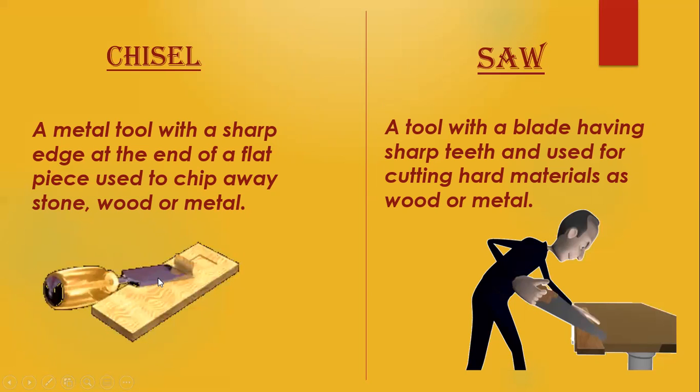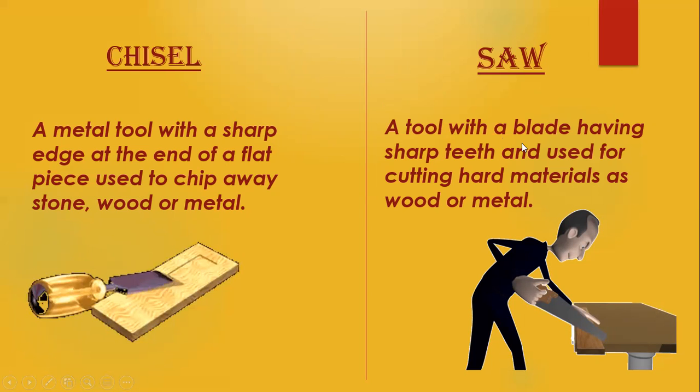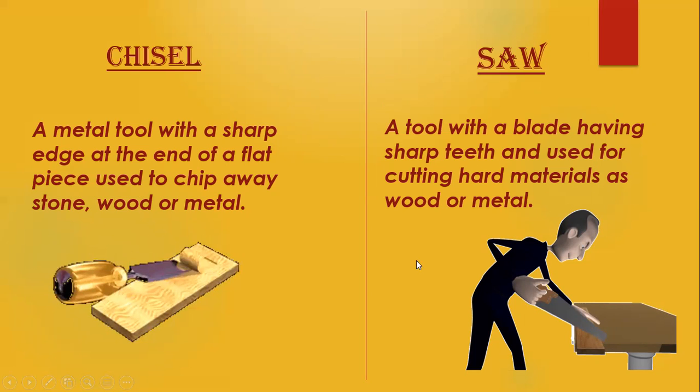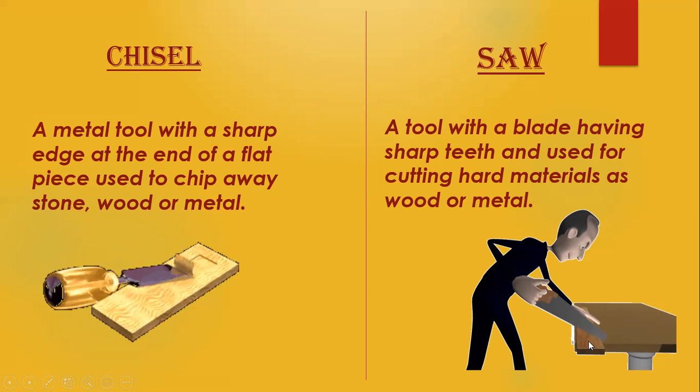Understand, children? Good. Now saw. This is a tool with a blade having sharp teeth and used for cutting hard materials such as wood or metal. This is a saw. Look how this man is working on it. This is a piece of wood and he is trying to cut it by using the saw.